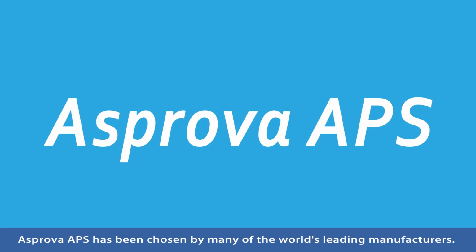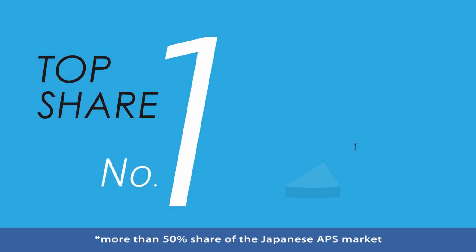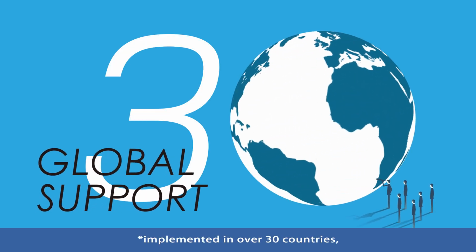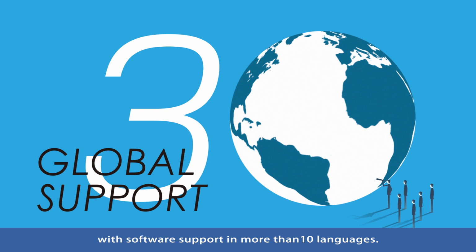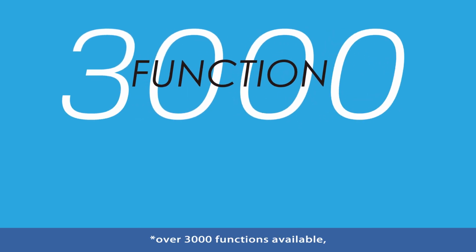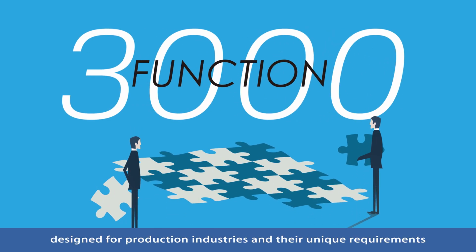Asprova APS has been chosen by many of the world's leading manufacturers. More than 50% share of the Japanese APS market. Implemented in over 30 countries with software support in more than 10 languages. Over 3,000 functions available, designed for production industries and their unique requirements.